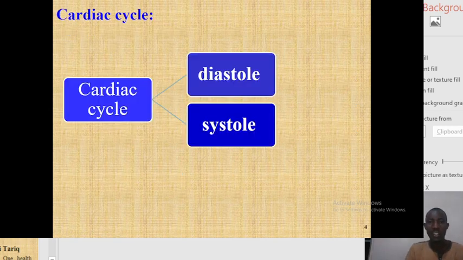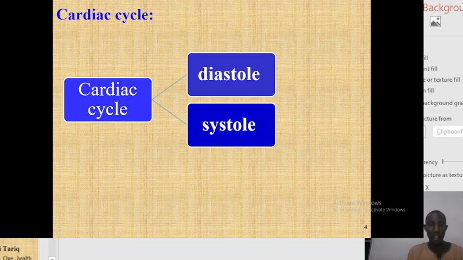So the cardiac cycle is divided into two. We have the diastole, then we have systole. Diastole means relaxation, then systole means contraction. For example, the heart is made up of two sides, and each of the two sides has two chambers, which are the atrium and the ventricle. So if the atrium contracts, we shall use the word atrial systole. If the ventricle contracts, we shall use the word ventricular systole. Systole means contraction, then diastole means relaxation.